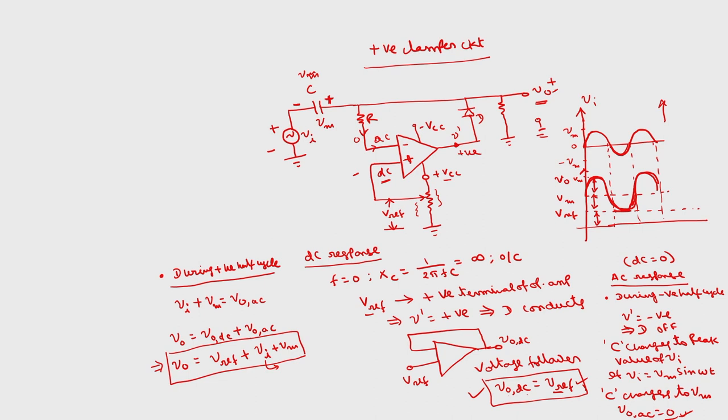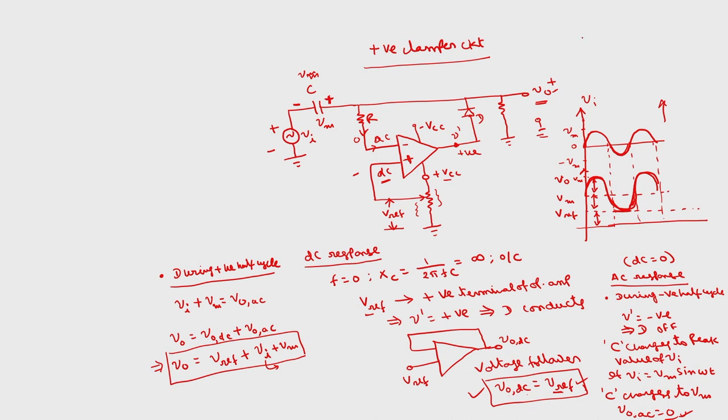This is about the positive clamper circuit. This is also called a DC restorer. This can be used as a voltage doubler also; you can implement it by using this type of clamping circuit. There are several applications of the clamping circuits.